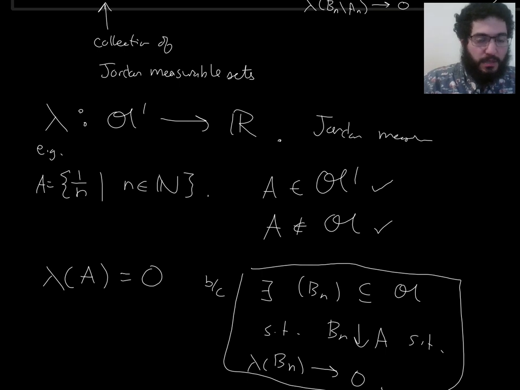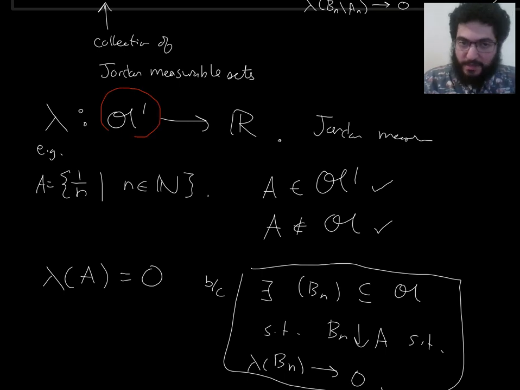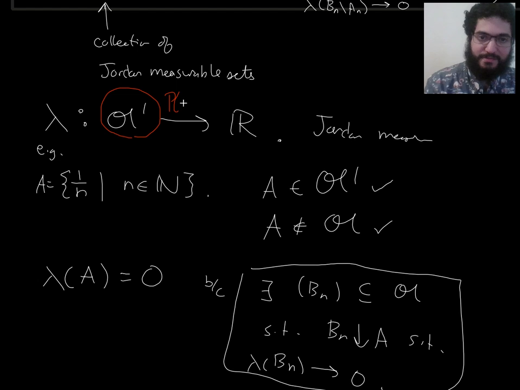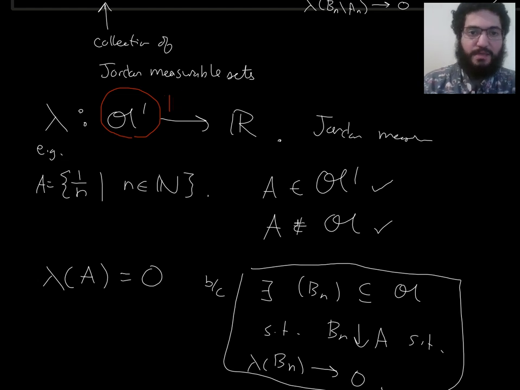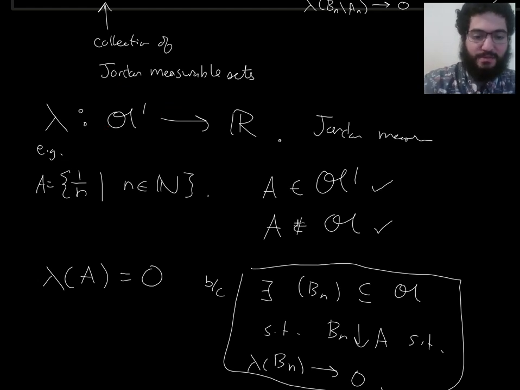Okay, so we've extended this, right? But have we extended this to be all of the power set of the reals? Is it now everything? Are there sets that are not Jordan measurable? There are sets that are not Jordan measurable. So this has not extended to cover everything.